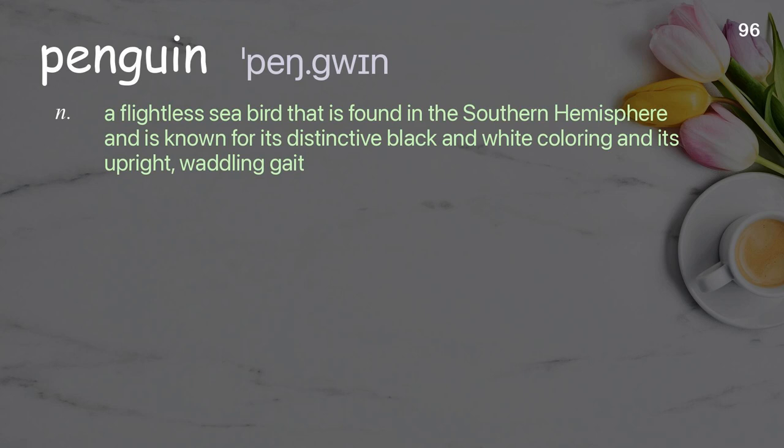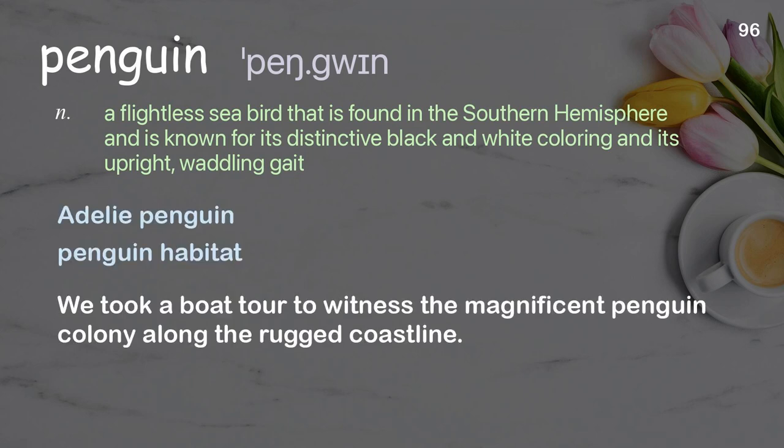Penguin. A flightless seabird that is found in the southern hemisphere and is known for its distinctive black and white coloring and its upright, waddling gait. Examples: Adélie penguin. Penguin habitat. We took a boat tour to witness the magnificent penguin colony along the rugged coastline.